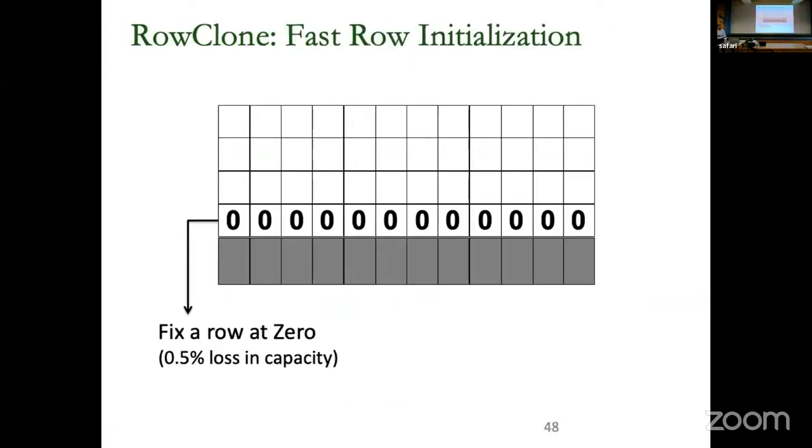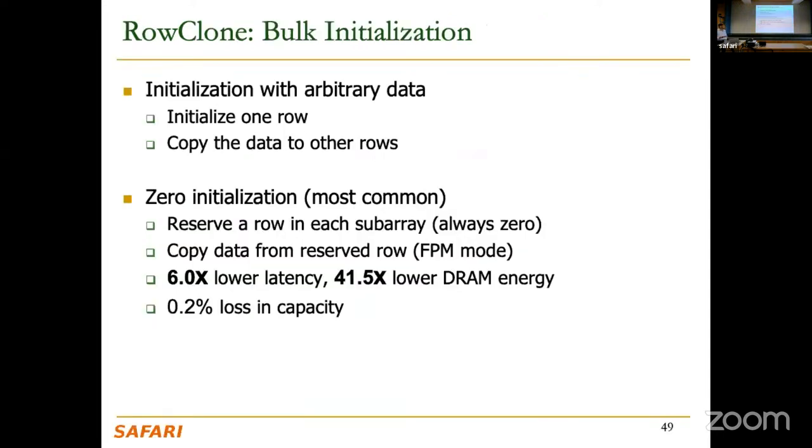As you can think about, the same technique can be used for the row initialization problem that I mentioned in the beginning. You basically can keep a row with zeros or ones, and then you just keep doing copies to initialize other destination rows as needed by the operating system or by the application.